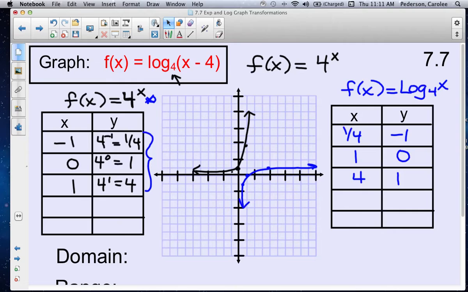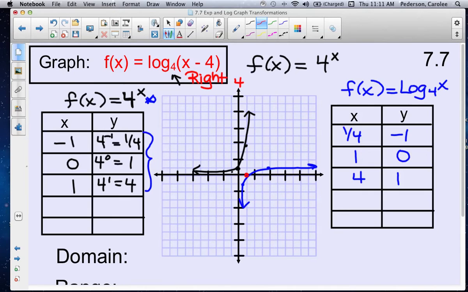Now let's look and see what happens when I subtract 4. So if you turn to page 538 in the Algebra 2 textbook, what this does is it shifts all ordered pairs in the blue to the right 4 units. You have to think opposite. So now you can either recreate a set of ordered pairs again or just shift.